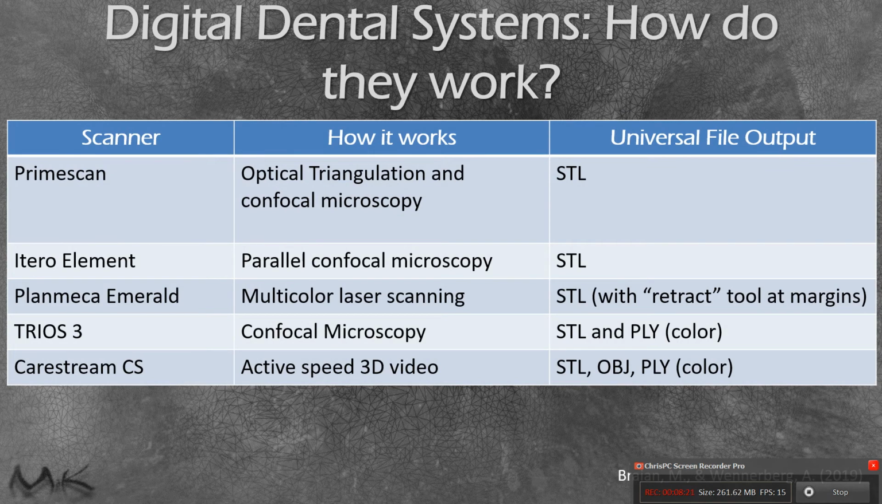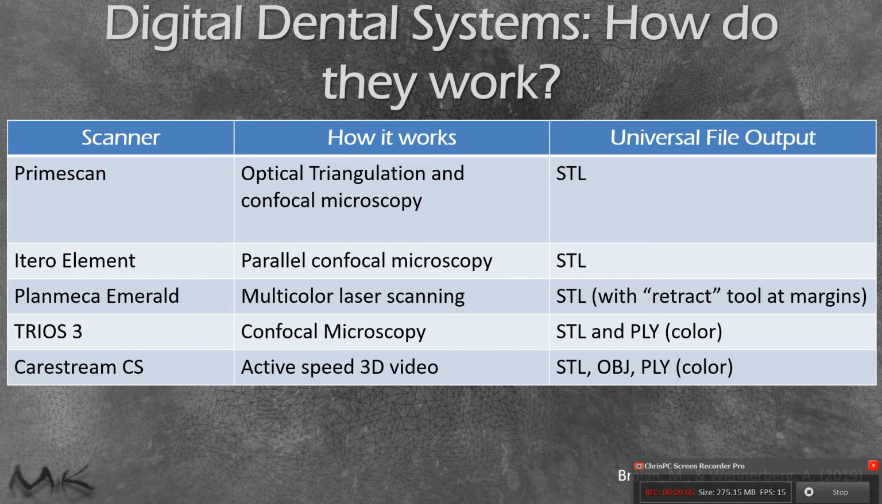So how do digital dental systems work? In order to understand additive manufacturing, we have to understand a little bit about how our image is captured. I chose a couple manufacturers of scanners out there and tried to look at the basics. It's much more complex than this, but what's the basic principle behind how it works? And from there, what's the universal file output? When it comes to additive manufacturing, what type of file are we going to get? Each individual manufacturer has their own proprietary files that they use that contain patient data and other things like that. But when it comes to additive manufacturing, we need a universal file output.